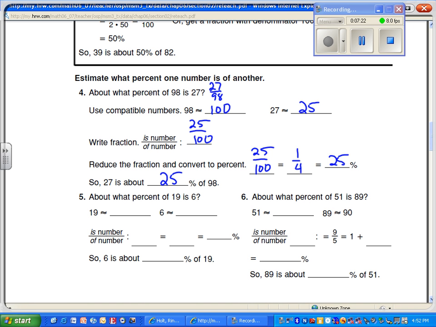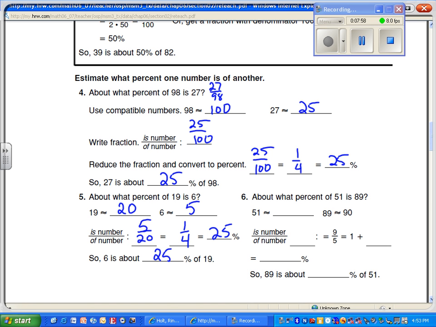Moving on, number 5, about what percent of 19 is 6? So let's change these numbers. Maybe 19 moves to 20, 6 moves to 5. And then let's do 5 over 20. That reduces to 1/4. That's also 25%. So 6 is about 25% of 19.